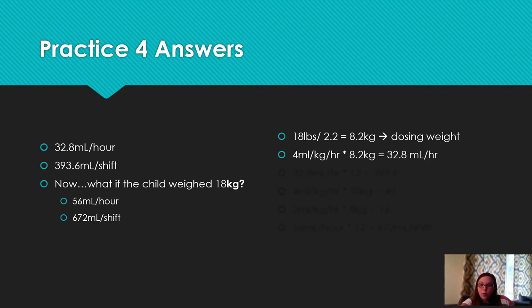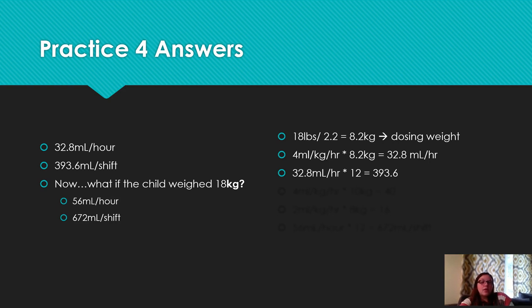The child doesn't even weigh 10 kilograms. So if you're going off of the calculation appropriately, this is where it ends for you, right? There wasn't even 10, so how could you then do 2 mLs per kg per hour for the next 10 kilos? So you use the whole weight and multiply that by 4, and that gives us that hourly rate, okay? And then for your 12-hour shift, you're getting 393.6 mLs per shift.